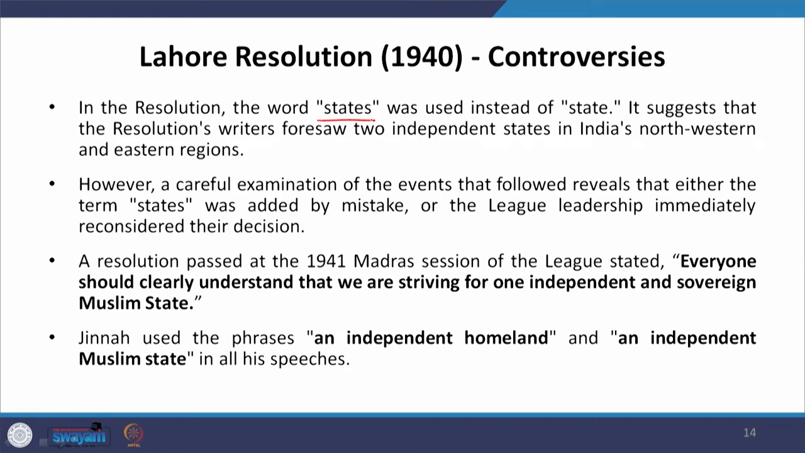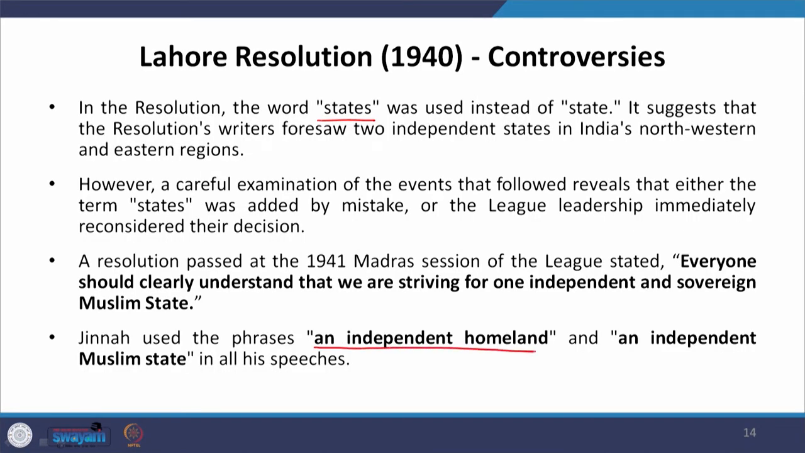Jinnah used the phrases independent homeland and an independent Muslim state in all his speeches. The protection of minority rights, separate electorate, and voicing of the minorities' demands within the frame of the constitution were all actually precipitating to and adding up to a separate homeland, a separate Muslim state, right.